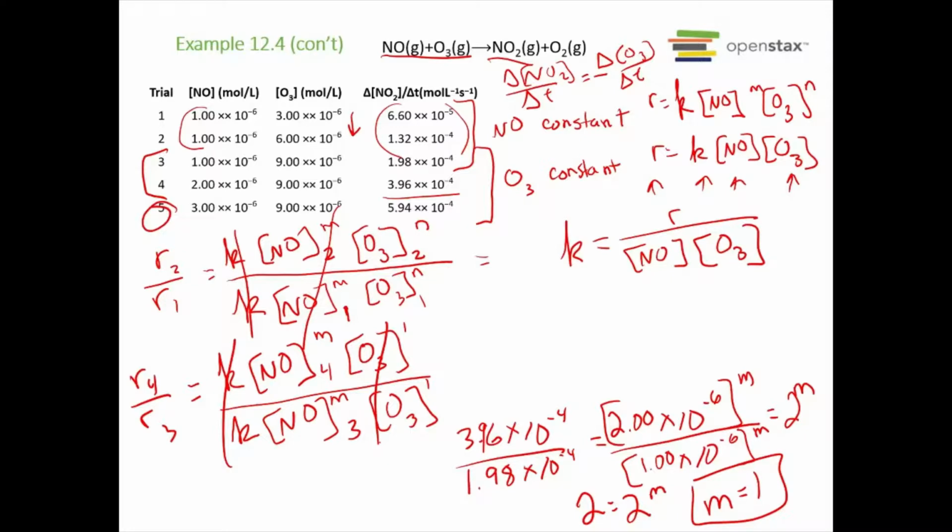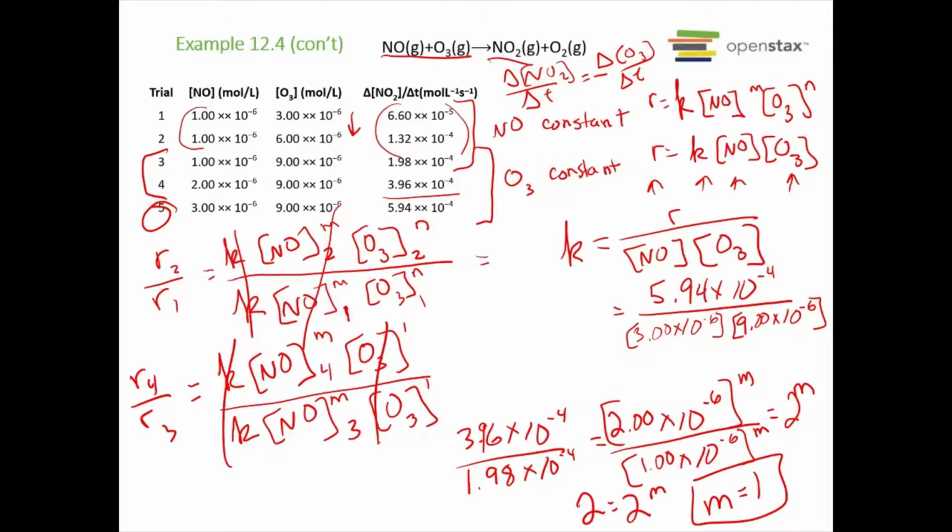Let's go ahead and use trial 5 because the poor thing just got left out all alone. So the rate of this reaction here is 5.94 times 10 to the negative fourth divided by our concentration of NO, which is 3.00 times 10 to the negative 6, times 9.00 times 10 to the negative 6. You can use literally any data point. It does not matter. This is just me feeling bad for inanimate objects.